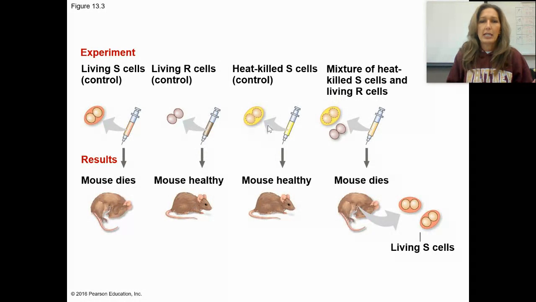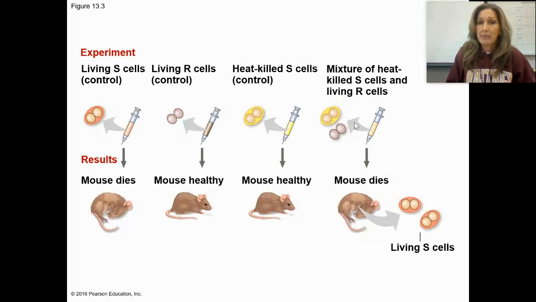Now, then what he did is he took this deadly cell, this S cell, and he heat killed it. So it was no longer a living pathogen, but the molecules were intact. And so with that, when he injected just this cell alone into the mouse, the mouse survived. But then, so this is really what the experiment was all about, is he took this heat-killed S cell with all of its molecular components, but not alive, and he mixed it with this non-lethal cell.